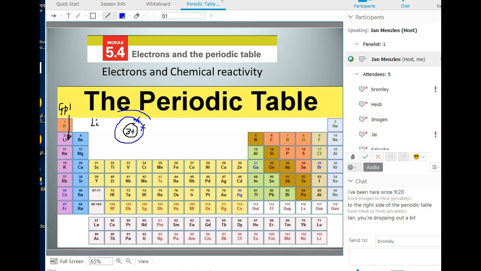The chemical reactivity is due to the electrons in the valence shell, and lithium only has 1 electron in the valence shell. In fact, all of the group 1 elements only have 1 electron in the outer shell. So I want a smiley face. Do you understand that the chemical reactivity is similar because of the 1 electron in the outer shell? So I'll wait and see if you respond.